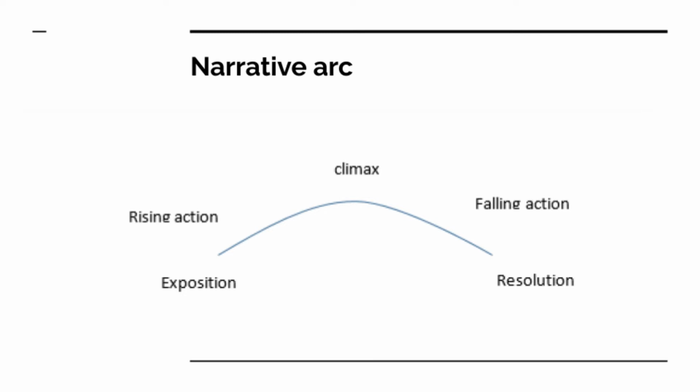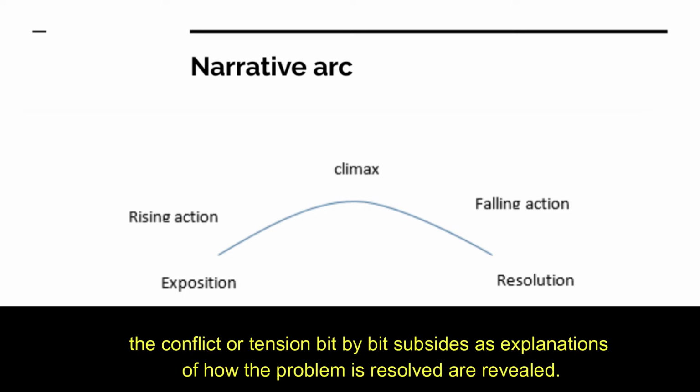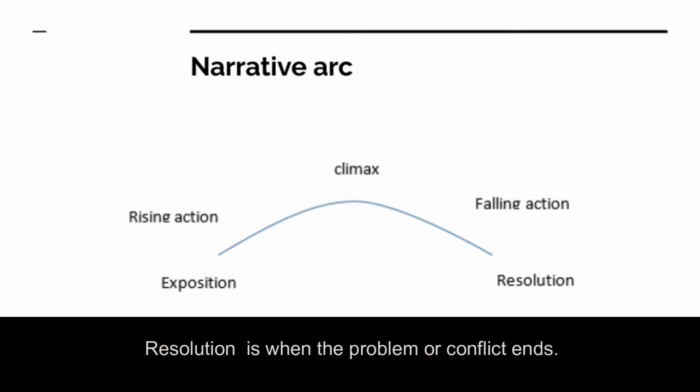Next, climax. This is the point at which the tension or conflict is the most intense. It is the turning point of a story, and at this stage, readers are usually most curious about what's next. Then we have falling action. In this stage, the conflict or tension bit by bit subsides as an explanation of how the problem is resolved is revealed. And finally, resolution. This is when the problem or conflict ends.